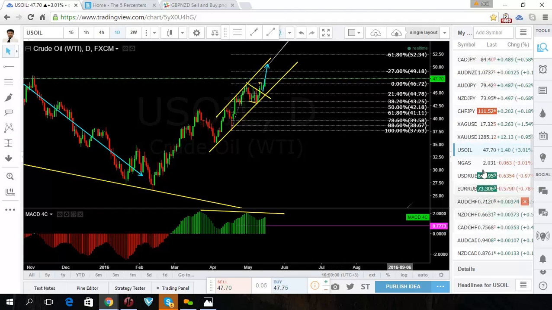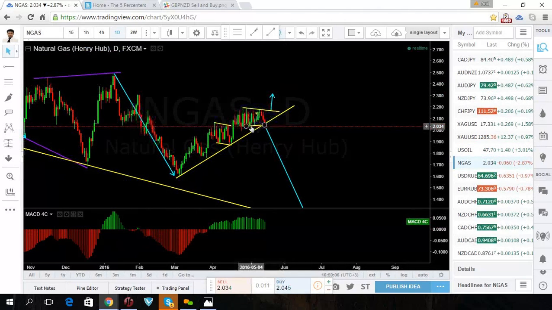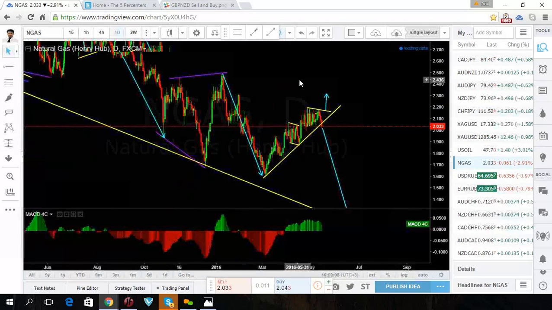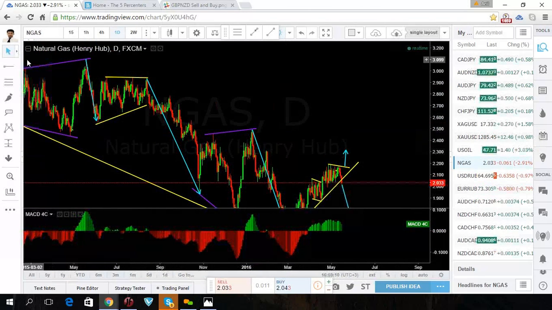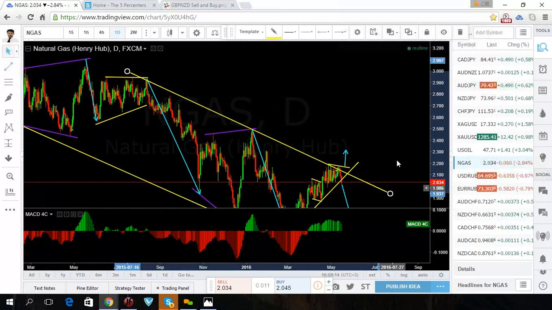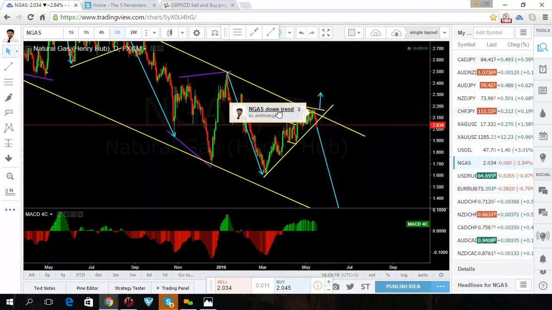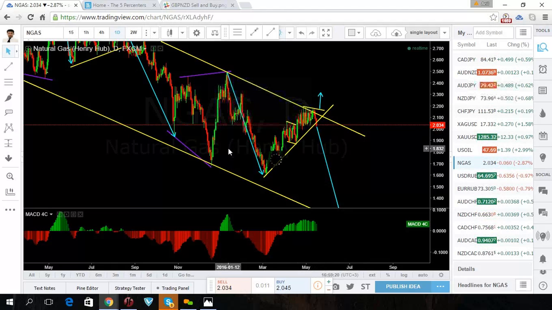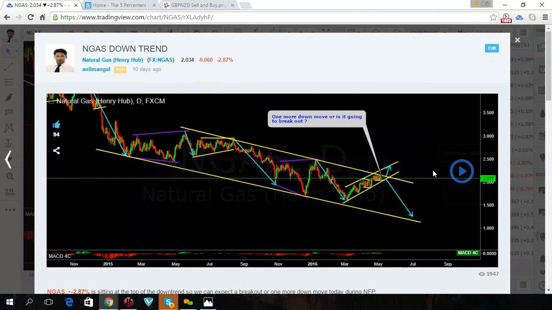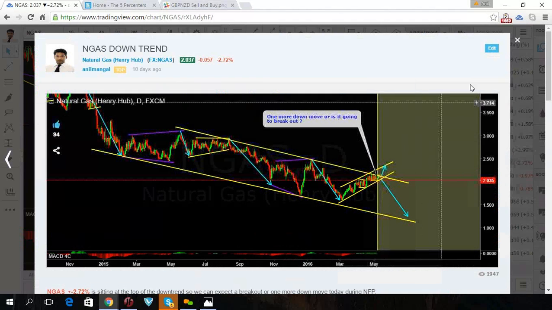Natural gas setup, sure. A lot of my traders like to trade this natural gas. Okay, they're breaking this structure. So remember, we said two things to watch. I think I posted this one also. Watch this line here. They're either going to break out or they're going to go for one more down. We're still in the downtrend, right? So now it looks like the one more down is in play.